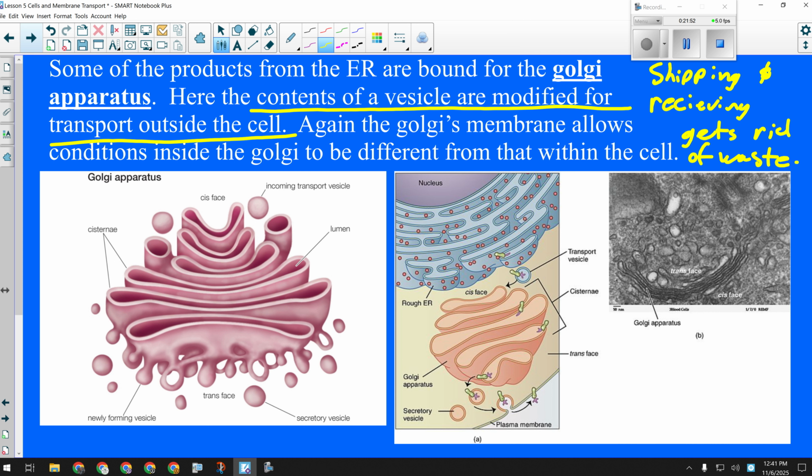So when you actually see it under the microscope, and you can sometimes see them through our microscopes in our lab, you'll be able to tell one side from the other, because it does kind of curve, like a smile. Any questions on the Golgi?